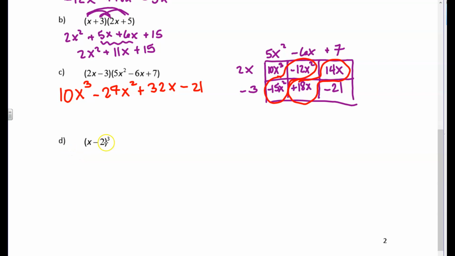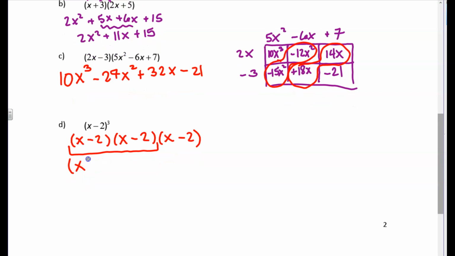Now, when you have something that's raised to the third power, what this really means is that I'm multiplying x minus 2 by itself 3 times. So that's x minus 2 times x minus 2 times x minus 2. And in order to FOIL this out, I only do 2 things at a time. I'm first going to FOIL these 2 things out, which becomes x squared minus 2x plus 4 times x minus 2.